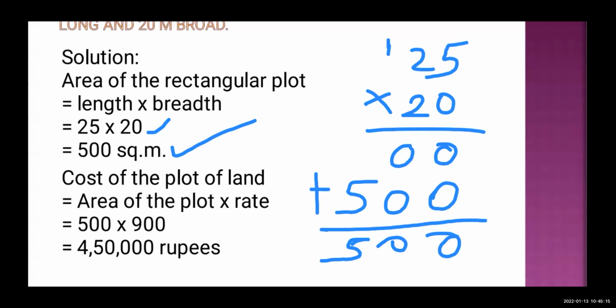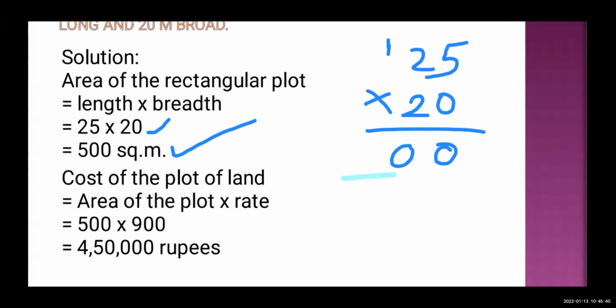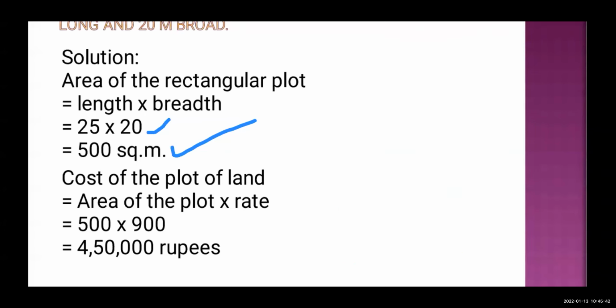Now we have to multiply this 500 by 900 because they told us the cost of 1 square meter of plot is 900. We have 500 square meter plot. So what we have to do, we have to multiply 500 by 900. So what will be our statement?